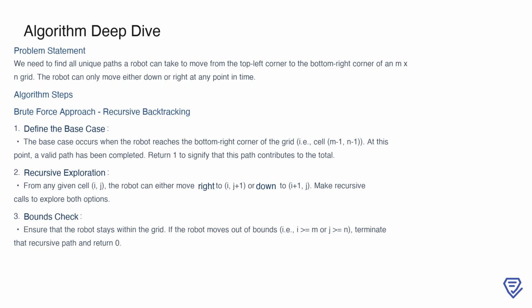Next, we explore the possible movements of the robot. From any cell (i, j), the robot can move either right to (i, j+1), or down to (i+1, j). For each of these options, we make a recursive call to determine the number of paths from the new position. However, we also need to ensure that the robot stays within the bounds of the grid. If the robot moves out of bounds, meaning that i is greater than or equal to m or j is greater than or equal to n, we terminate that particular recursive path and return 0, as it does not contribute to the total number of unique paths.